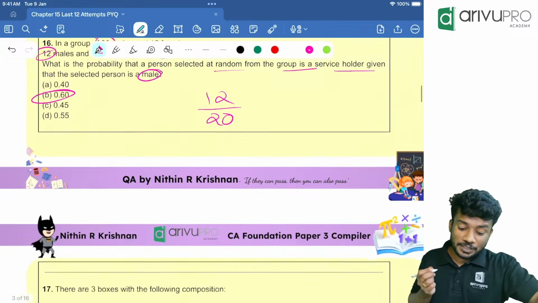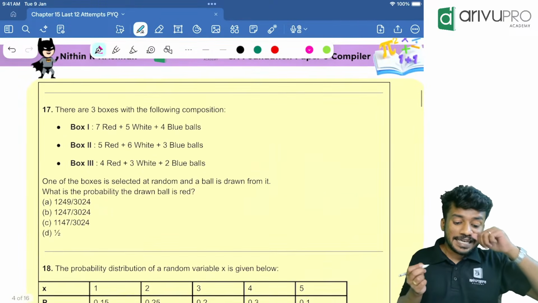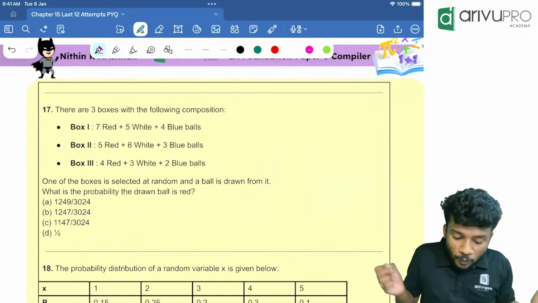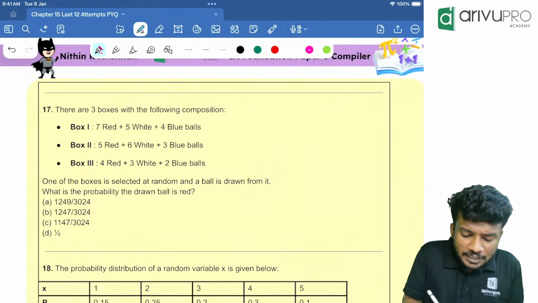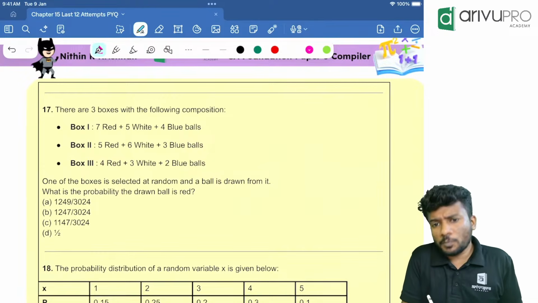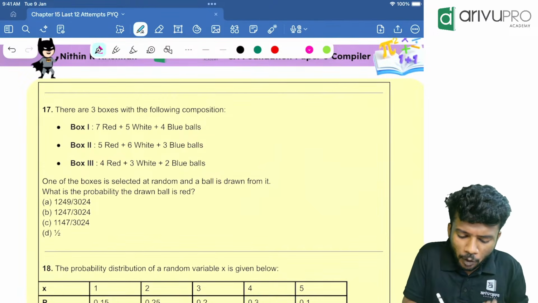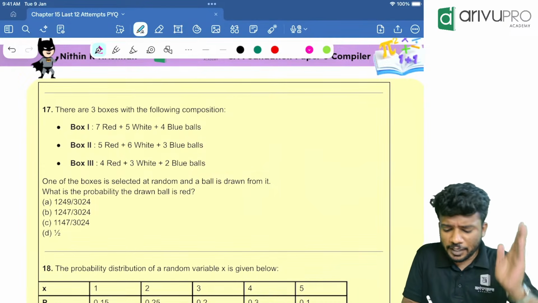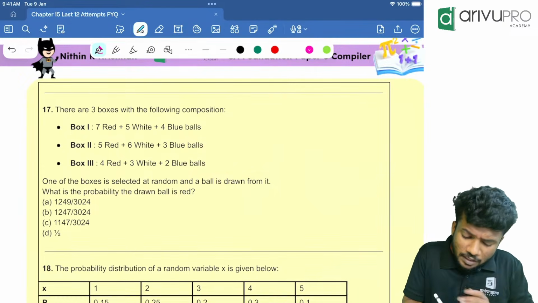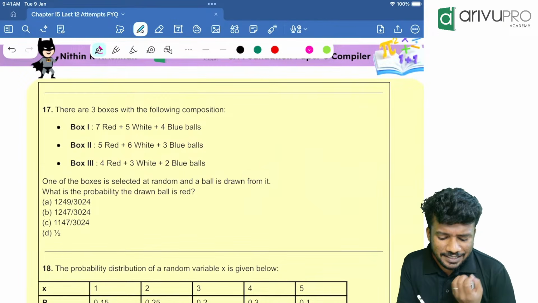Okay. Next question. Can I go for the 17th one? There are 3 boxes with the following composition. Box 1, 7 red balls, 5 white balls, 4 blue balls. Box 2, 5 red balls, 6 white balls, 3 blue balls. Box 3, 4 red balls, 3 white balls, 2 blue balls. One of the boxes is selected at random.